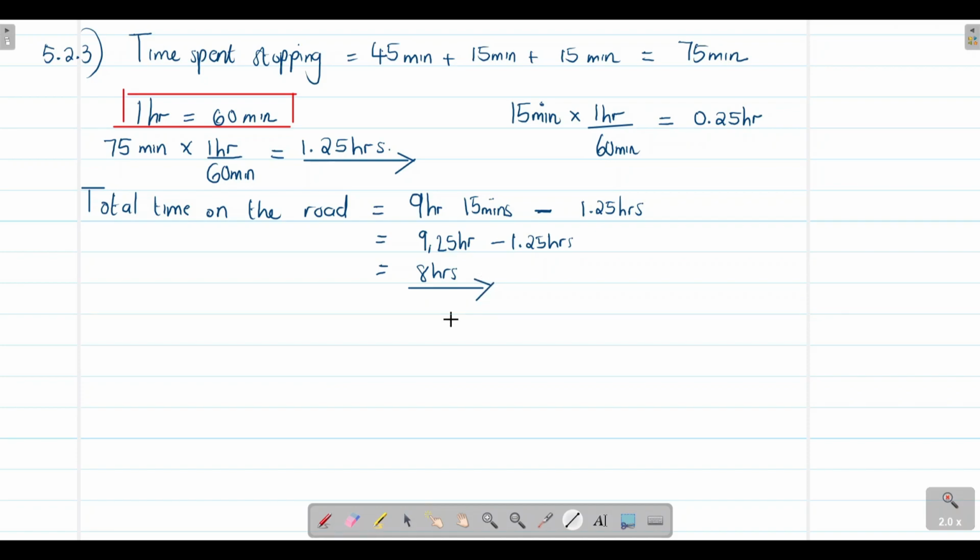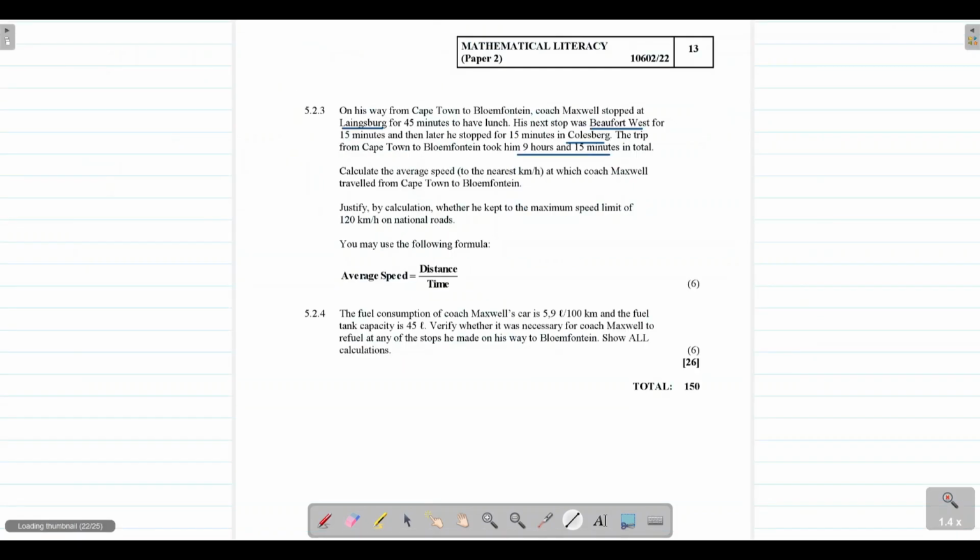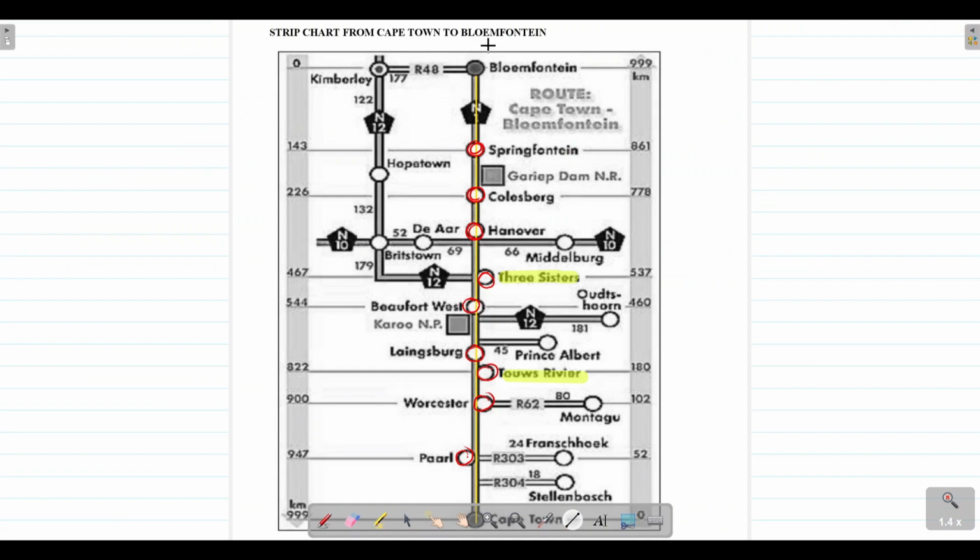hours. So all that we basically need to do now is substitute this total time into our formula, and we also just need to get the distance that he traveled from Cape Town to Bloemfontein, and then from there we will be able to determine the average speed that he traveled. Okay, so let's just quickly do that. What is the distance that he traveled from Cape Town to Bloemfontein? So if you start from there, go all the way up until there, you'll see that the total distance that Maxwell traveled from Cape Town to Bloemfontein is 999 kilometers.